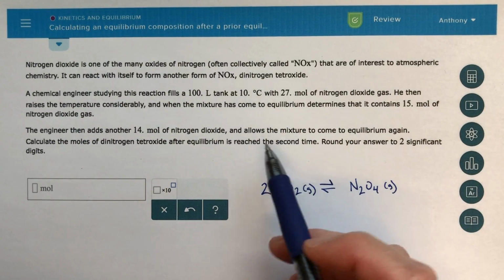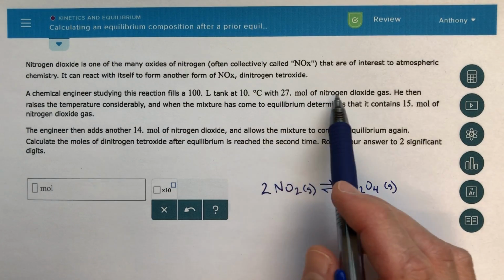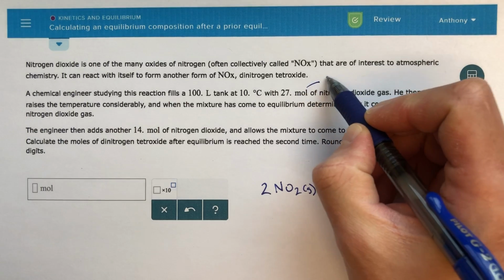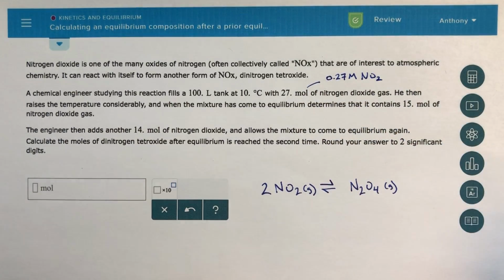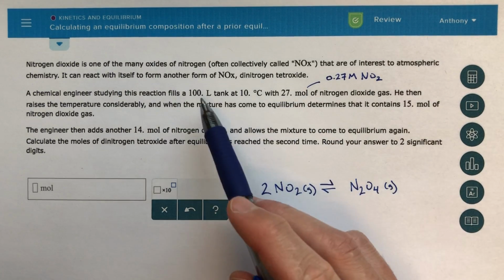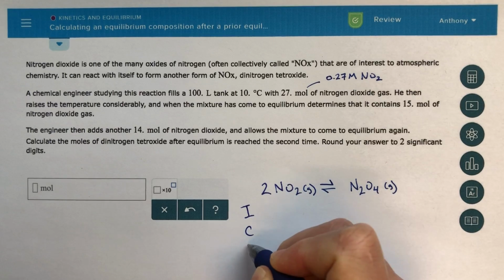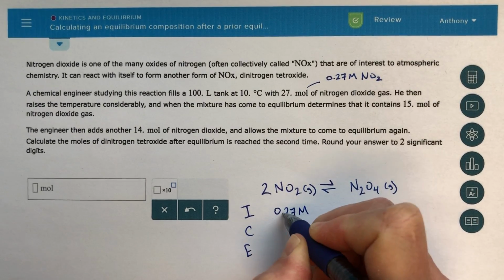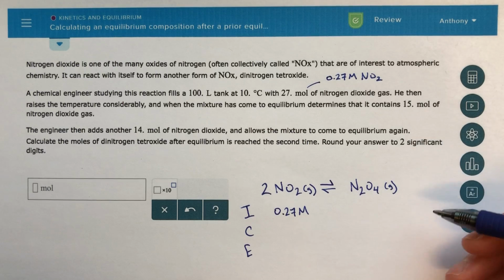It says a chemical engineer studying this reaction fills a 100-liter tank with 27 moles of nitrogen dioxide. So I'm going to convert that 27 moles into a molarity, 0.27 molar NO2. That's what we're starting with. I'm just taking that 27 divided by 100, and that gives me my molarity. For my ICE table, I am going to use molarities. Like I said earlier, you don't really need to, but it's good practice to always use molarities in your ICE table. So that's my initial for NO2.